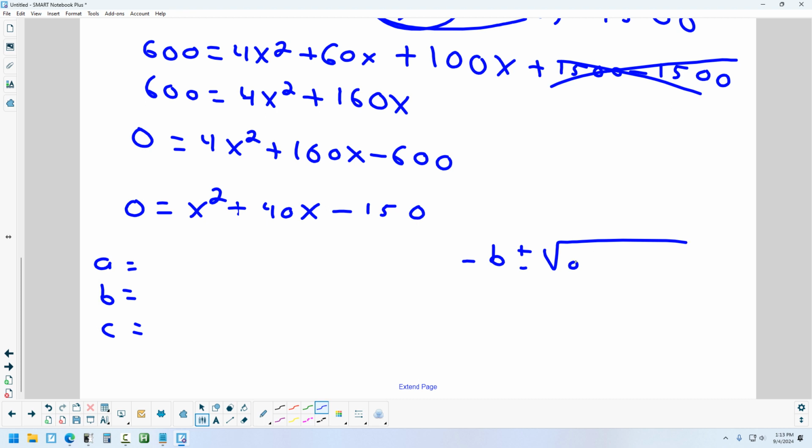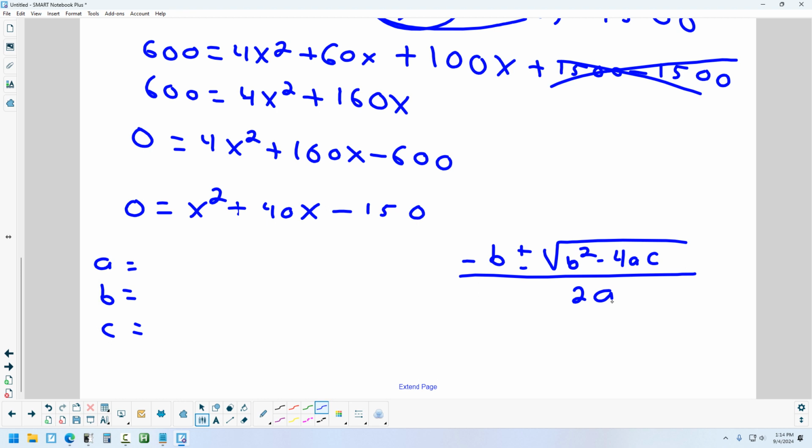So b squared minus 4ac all over 2a. Does that look a little familiar? Maybe? I learned this one time, at one point. So, not right now.